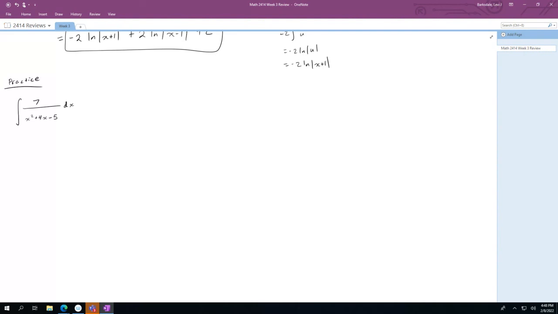Because it's just, you're reading it as x squared plus 4x minus 5, right? Yeah. Okay. Oh, that's where.